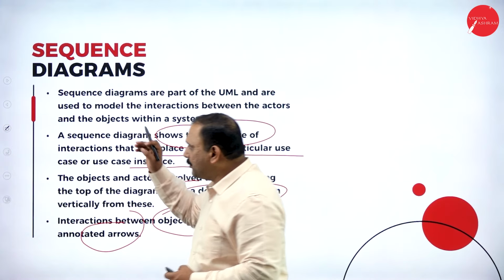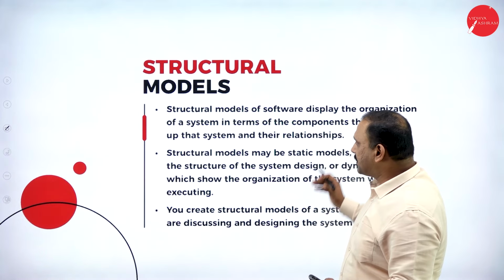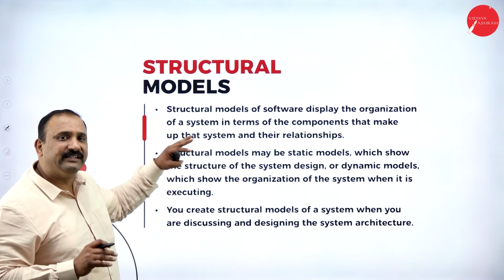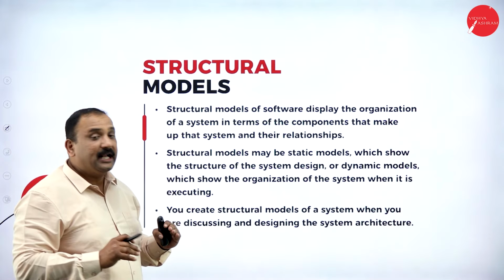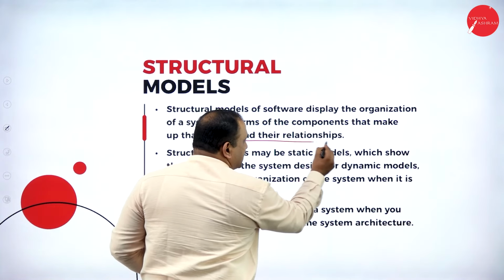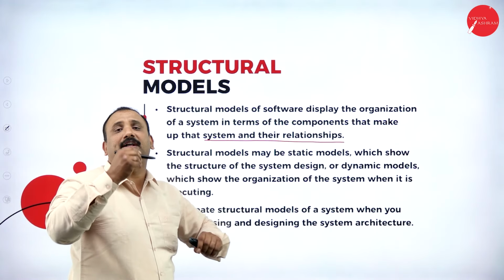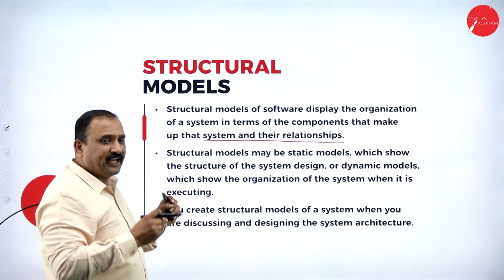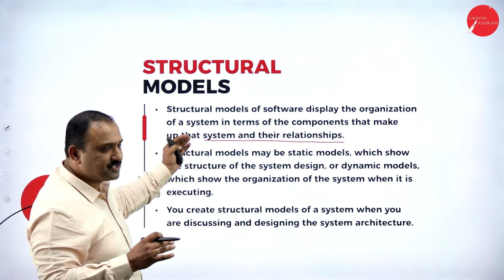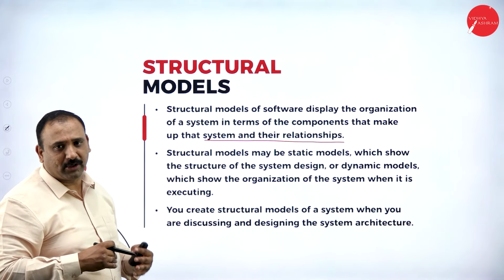Now, moving forward, I would also like to take up the factor called structural models. So what are the structural models of software that we are going to talk about? A structural model of software will display the organization of a system in terms of the components that make up that system and their relationships. So the keyword here is the system and their relationships. That's exactly where the software components come into the picture. Why? Because in a structure, we need to identify the relationship between the factors, the system, and those who are going to interact with each other. A structural model might be a static model. This is not dynamic. Why?